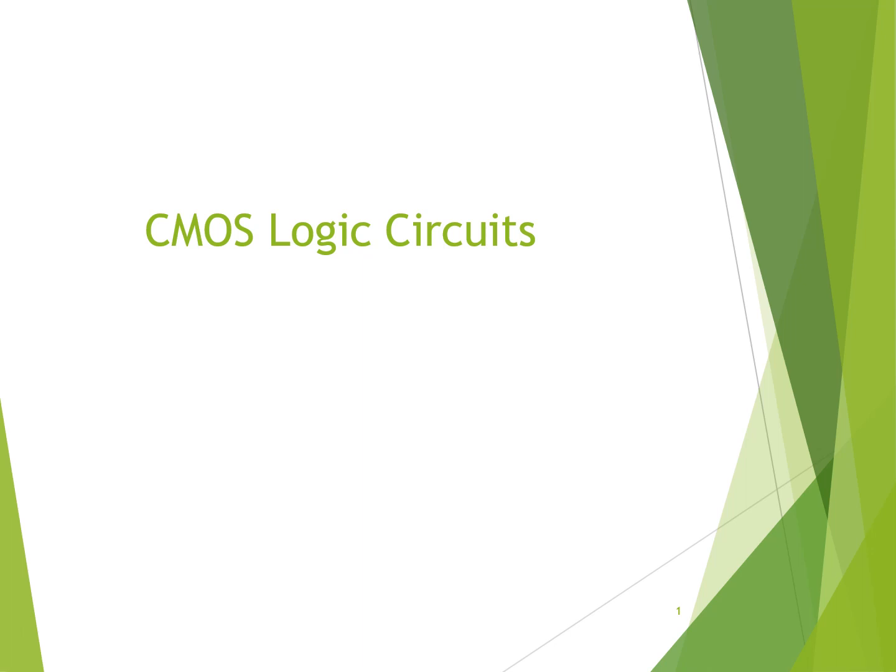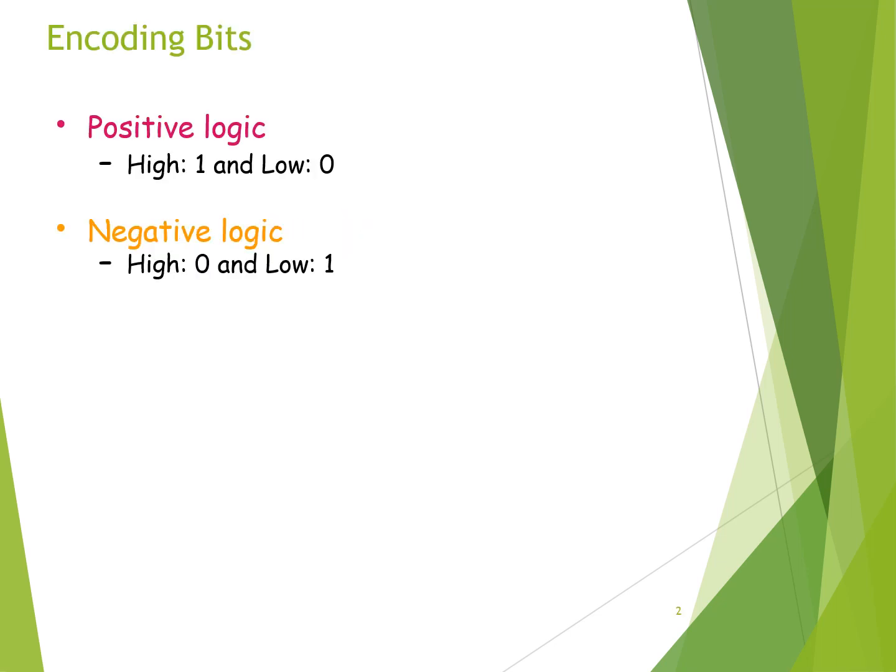All, in this session we are going to see about CMOS logic families. The expansion is complementary metal oxide semiconductor logic families. It is one of the unipolar logic families. We all know about the encoding of bits.